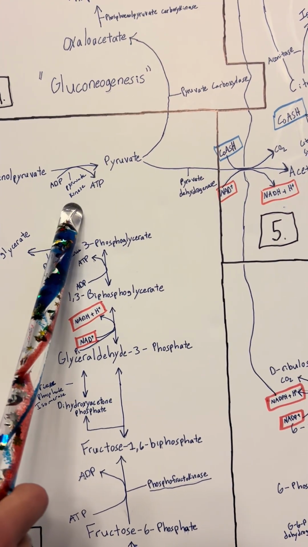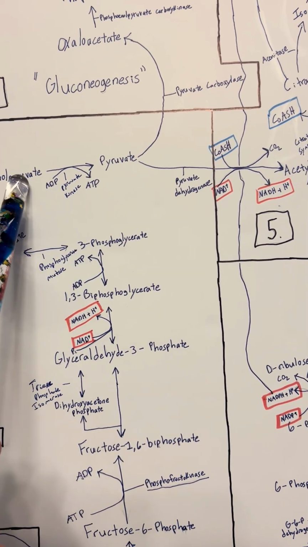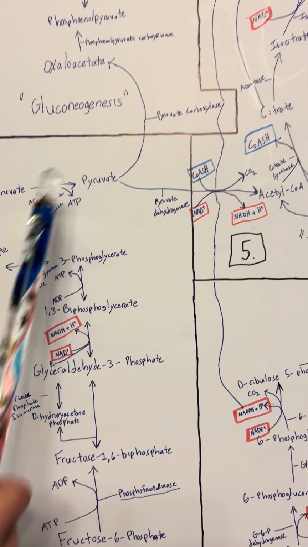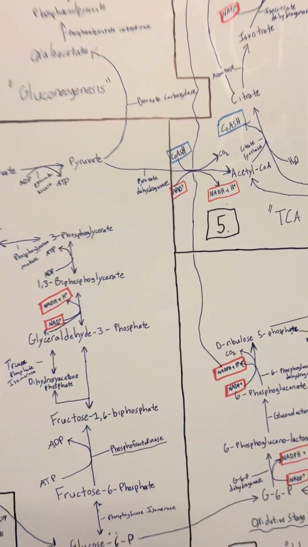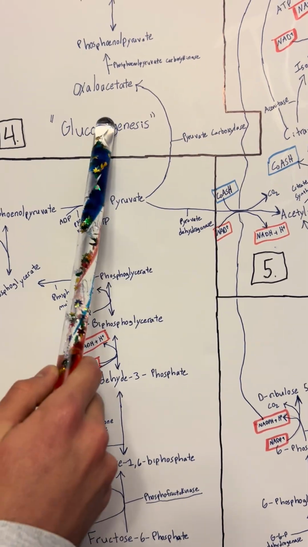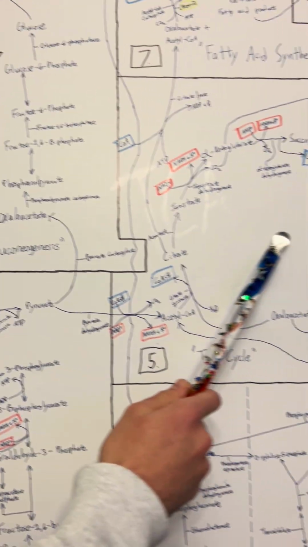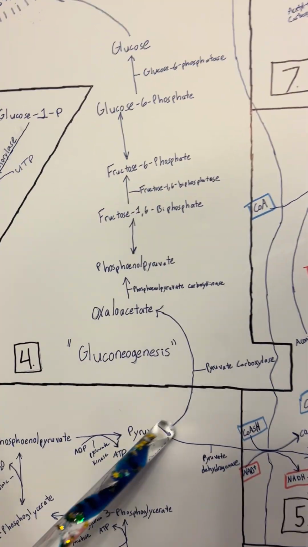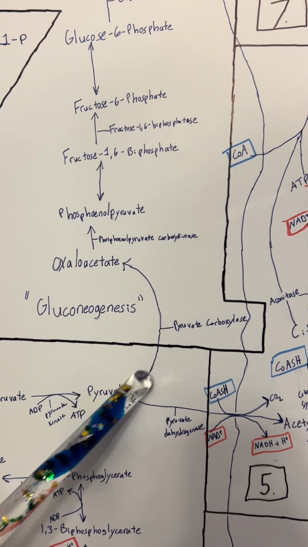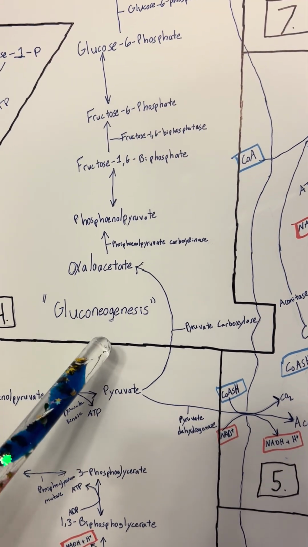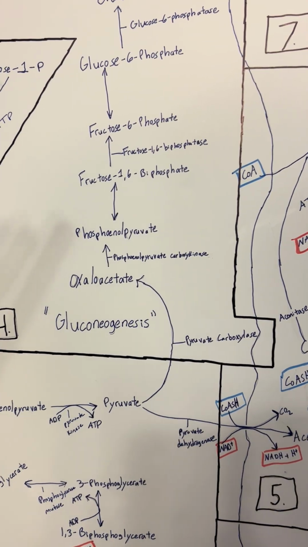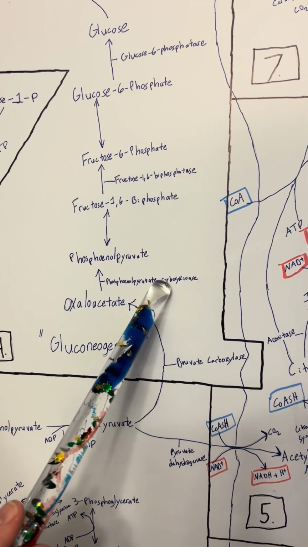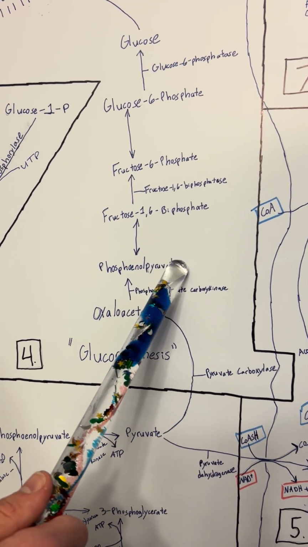Pyruvate kinase transfers a phosphate from PEP to ADP to make ATP and produce pyruvate right there. From there, pyruvate can go into gluconeogenesis, or the TCA cycle right here. In gluconeogenesis, pyruvate, with the help of pyruvate carboxylase, transforms into oxaloacetate. Oxaloacetate uses phosphoenolpyruvate carboxykinase to transform into phosphoenolpyruvate.